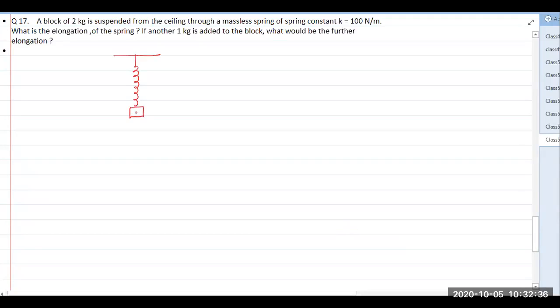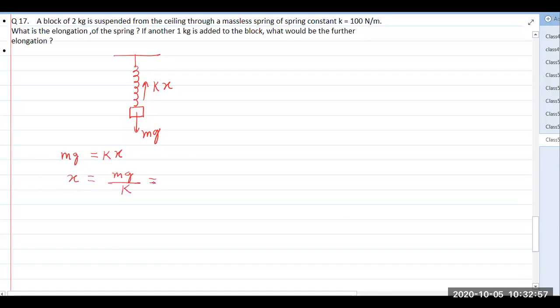So what are the different forces? On the block there will be mg downward and there will be kx upward, the spring force. These two have to be balanced so that the block will not move. So we can write mg equal to kx. This x we need to find.